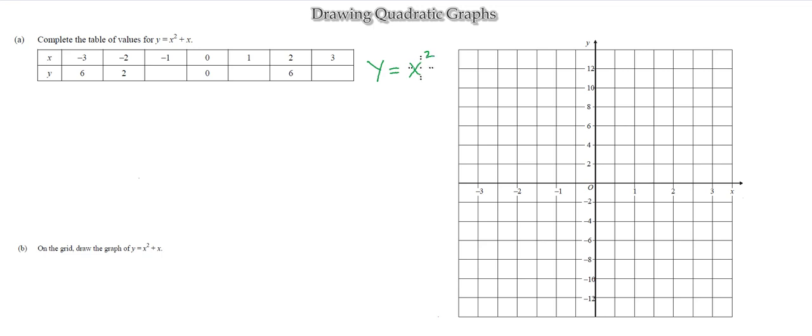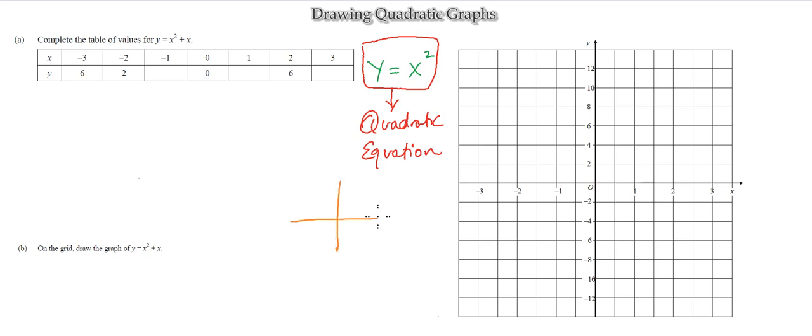X squared stands for quadratic. So whenever you got y equals x squared, that means that it's a quadratic equation. So that's the way that you know what kind of graph that you need to draw. How a quadratic graph looks like is, let's say you have the graph given and you would draw it as a freehand curve like this.